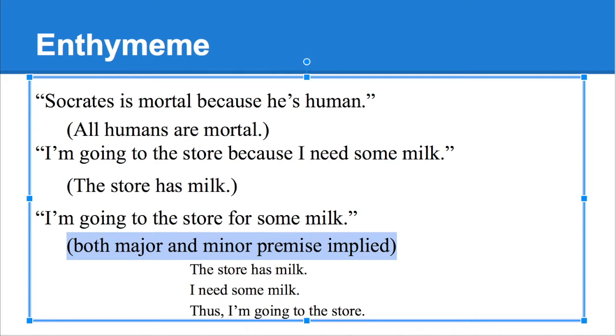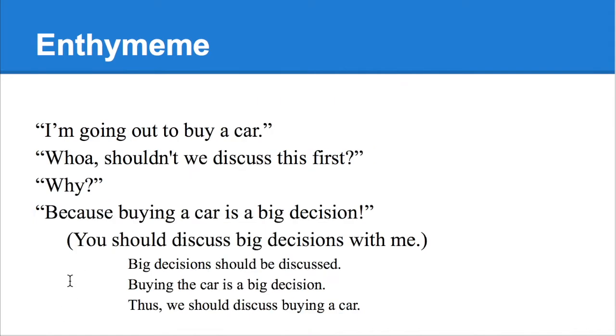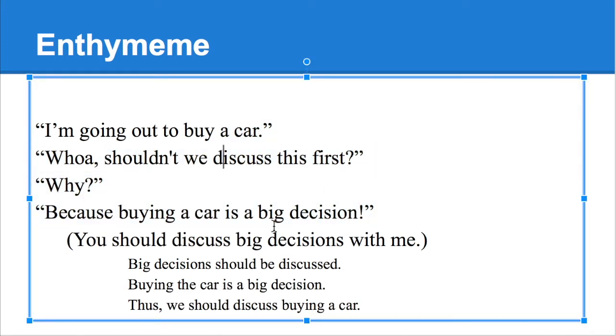Okay, let's look at another example of this. I'm going out to buy a car. This is imaginary, like, a couple, husband and wife, perhaps. I'm going to buy a car. Whoa, shouldn't we discuss this first? Why? Because buying a car is a big decision. Okay, so this is a very brief conversation between 2 people. And what is this person arguing, the second person? You should discuss things with big decisions with me, right? This was implied. She didn't say that. He or she didn't say that when she was arguing back.